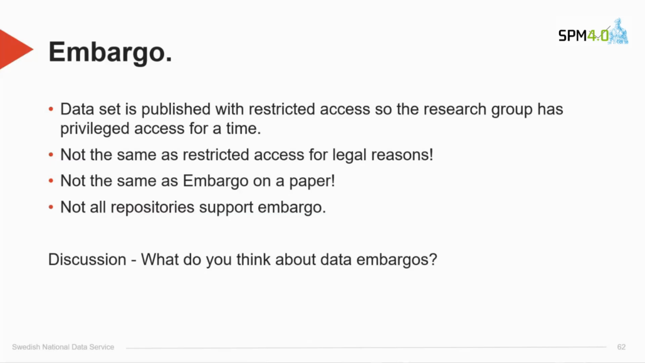So when I talk about embargo on a data set, it means the data set could be made available, there's no personal information on it, but you didn't make it open access because you want more time. You want more exclusive time to work on it. It's not the same as an embargo on a paper. When we talk about an embargo on a research paper, it usually means you can't put it on your website until 2 years have passed or something. So not all repositories support embargo. We don't.